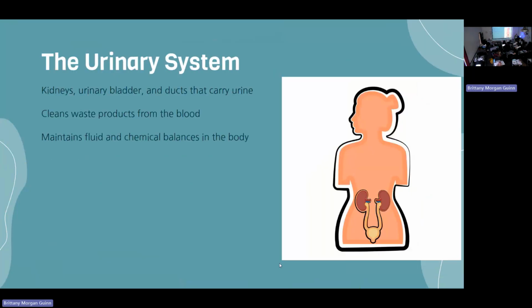Right, and then the urinary system. The urinary system involves your kidneys, your urinary bladder, and ducts that carry urine. So this is going to serve to clean waste products from the blood and maintain proper fluid and chemical balance in the body. Then we have the reproductive system.